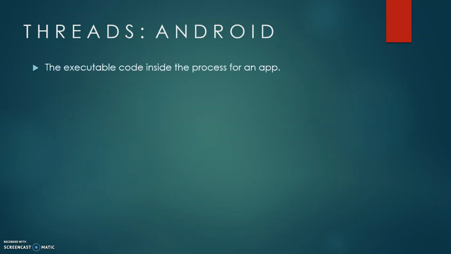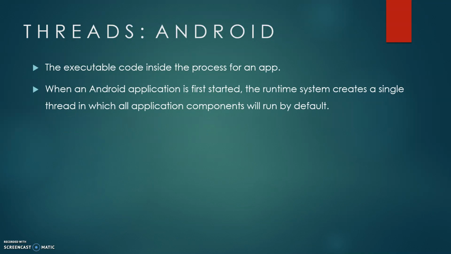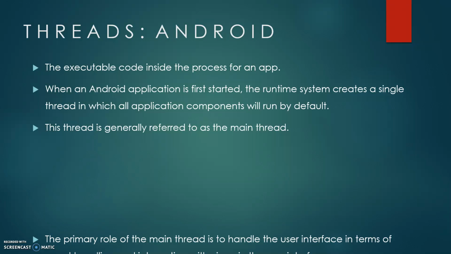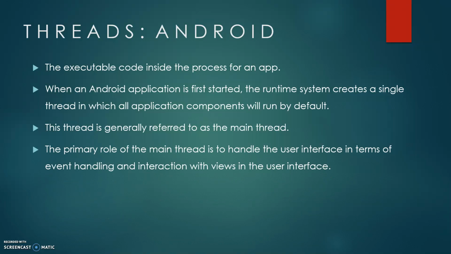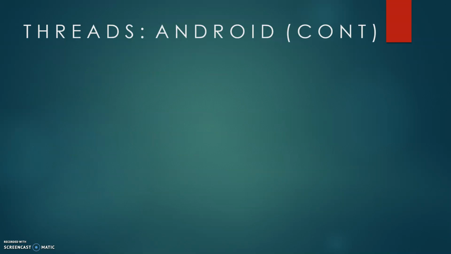The executable code inside the process of an app is a thread. When an Android application is first started, the runtime creates a single thread in which all application components will run by default. The thread is generally referred to as the main thread. The primary role of the main thread is to handle the user interface in terms of event handling and interaction with views in the user interface. Any additional components that are started within the application will by default also run on the main thread.